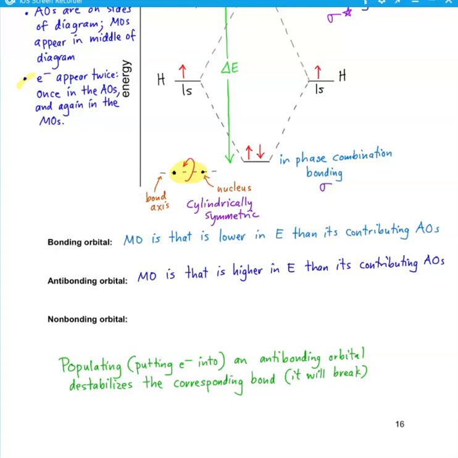Okay, so the last thing we have to do on this page is fill in a definition for a non-bonding orbital. Now, we didn't have any of those in this diagram, but we'll see some of those later on, and they'll pop up all over the place, so we need to know what they are. A non-bonding orbital we can think of as a molecular orbital that has the same energy as an atomic orbital.